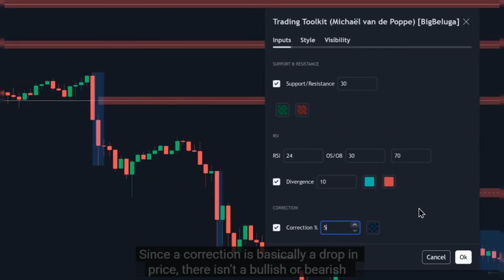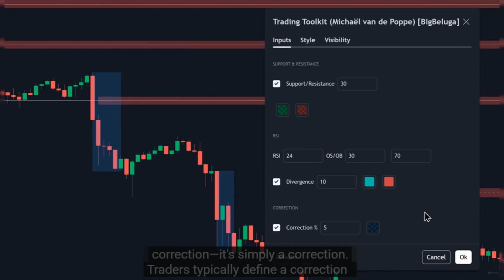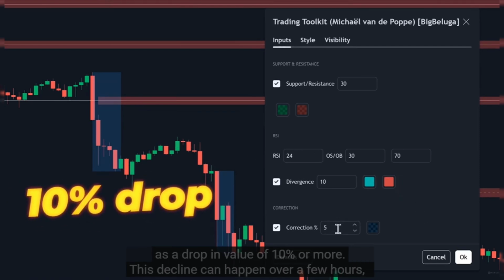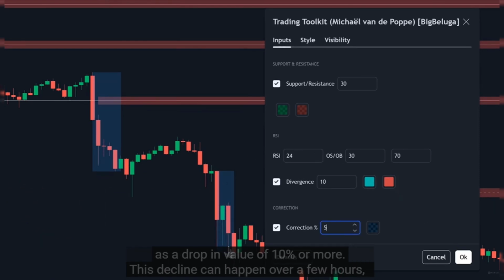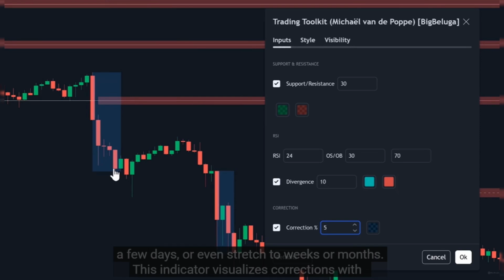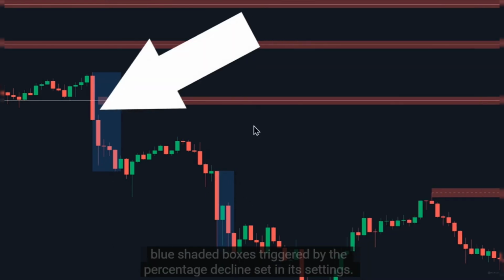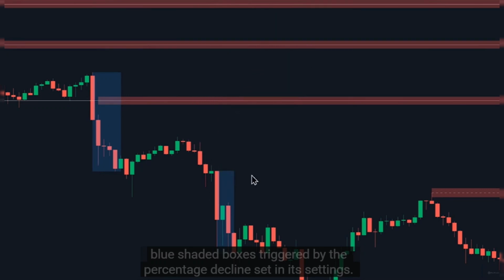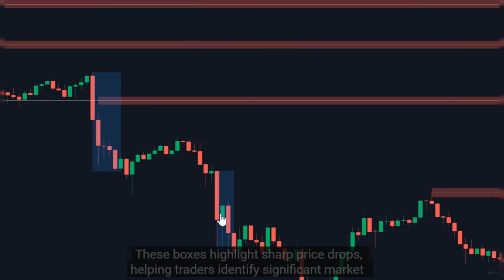Since a correction is basically a drop in price, there isn't going to be a bullish or a bearish correction. It's simply a correction. Traders typically define a correction as a drop in value of 10% or more. This decline can happen over a few hours, a few days, or even stretch to weeks or months. This indicator visualizes corrections with blue shaded boxes triggered by the percentage decline set in its settings. These boxes highlight sharp price drops, helping traders identify significant market movements quickly and effectively.